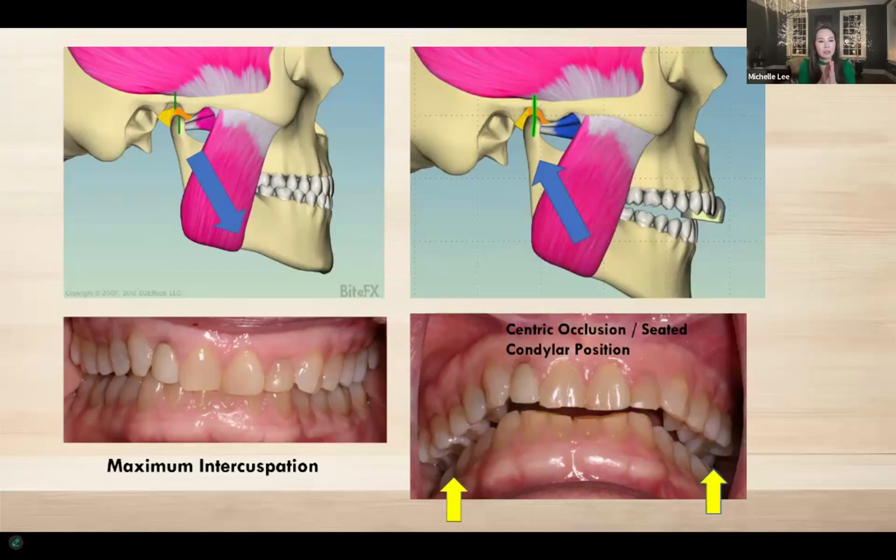On the left screen I've got maximum intercuspation, where the lateral pterygoid is contracted, holding the condyle down and forward, and the patient is in maximum intercuspation, versus a seated condylar position. The deprogrammer seats the condyle, the lateral pterygoid muscle is relaxed, and the jaw is going down and back.